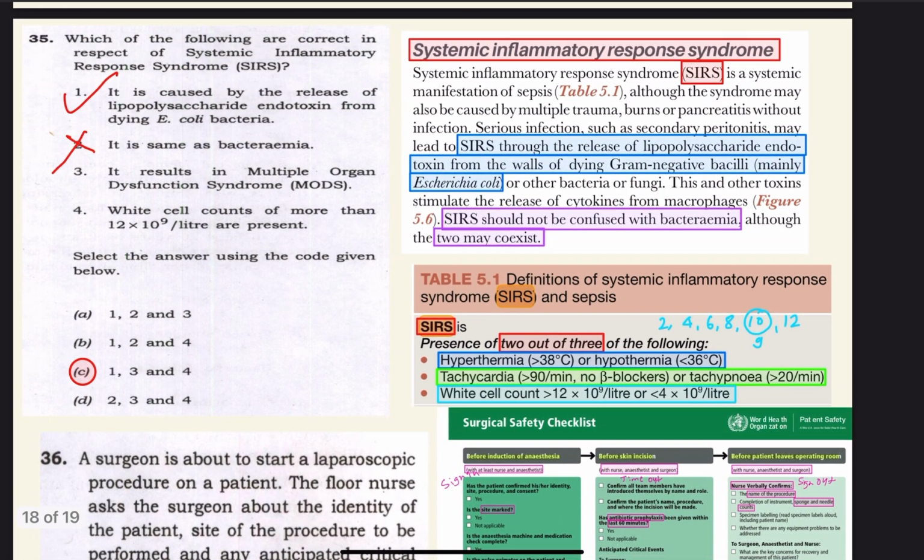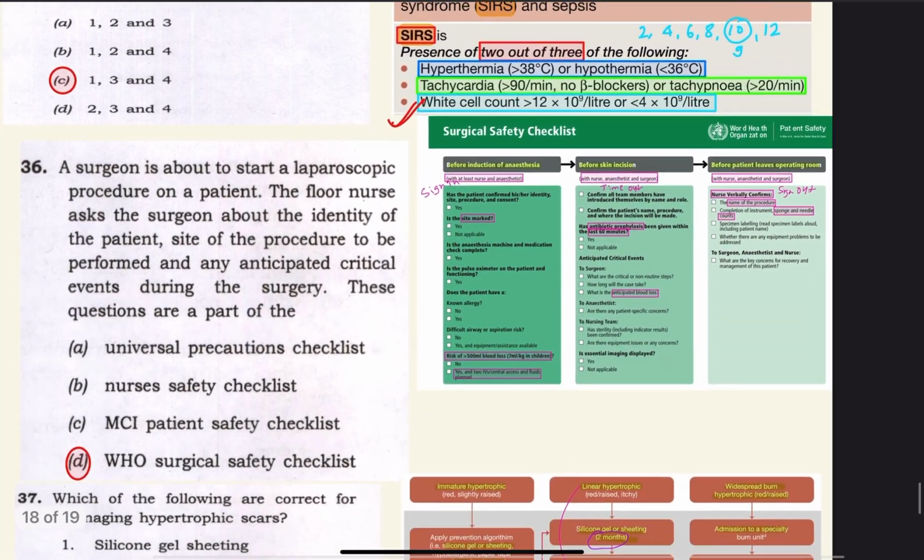Okay, and the last is white cell count is more than 12. Okay, so yes, white cell count is more than 12. Okay, so option C is the answer.